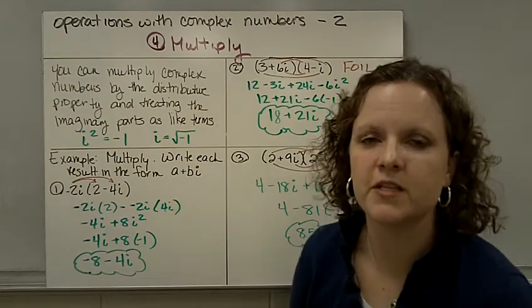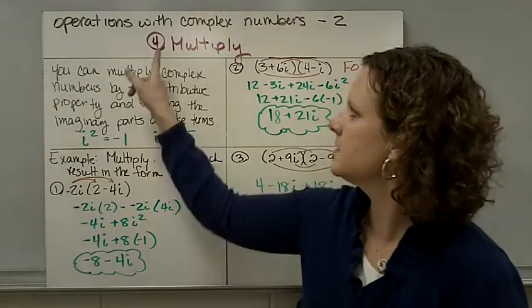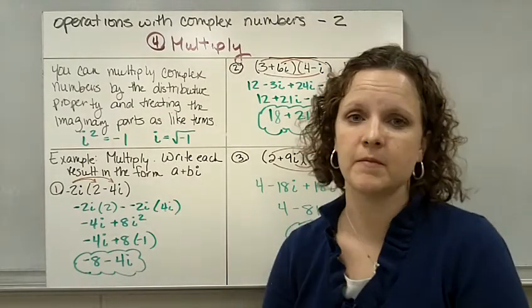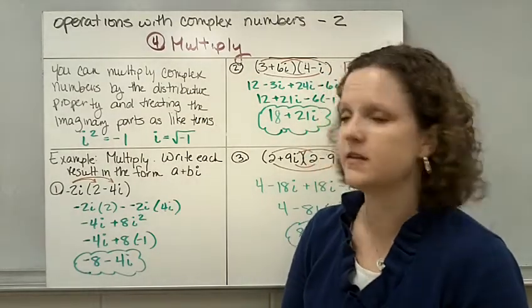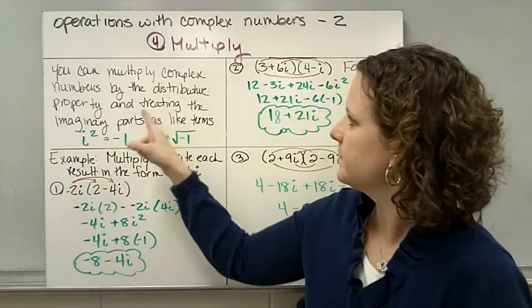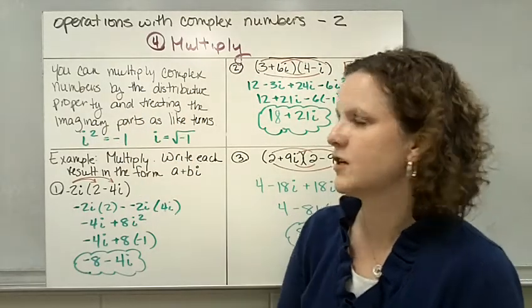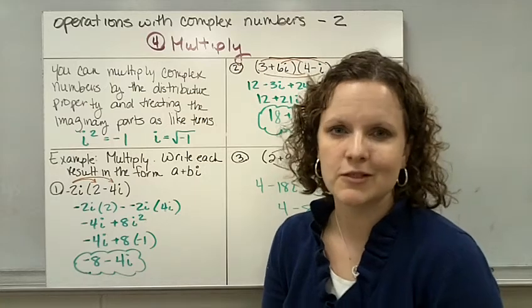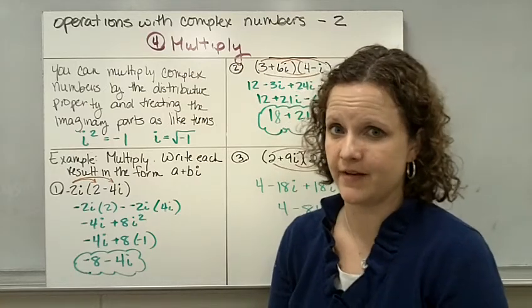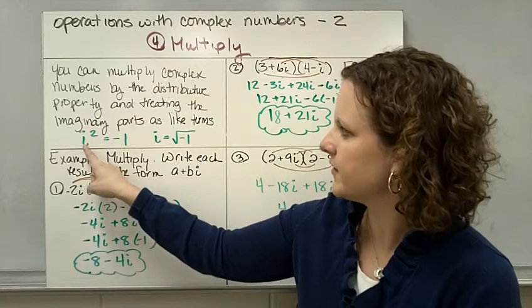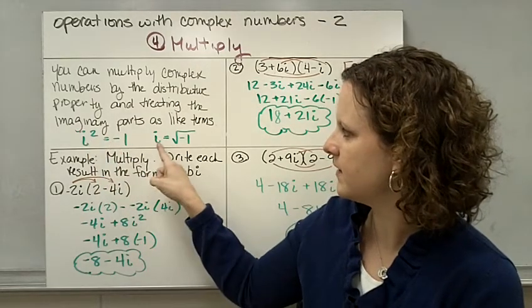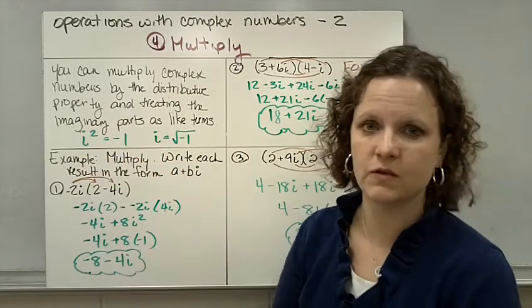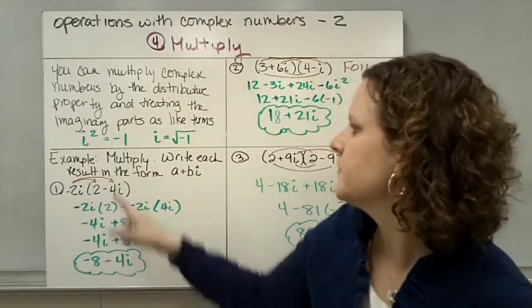Okay, today we're going to finish up our operations with complex numbers, and the fourth part was multiplication. You can multiply complex numbers by the distributive property, and treating imaginary parts as like terms. So just like if you had 2x plus 3x, it's 5x. 2i plus 3i is 5i. And then a little reminder here, i squared is -1, just because i equals the square root of -1. We're going to use this throughout this entire second part of the lesson.